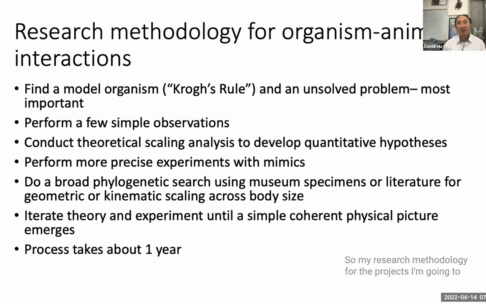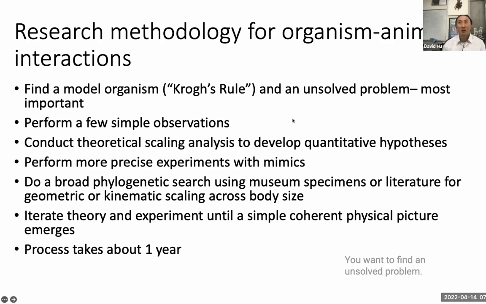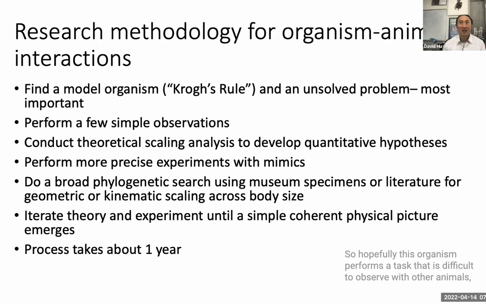So my research methodology for the projects I'm going to talk about basically involves finding a model organism. Some people know that as Krogh's rule, where you look at a champion animal. And that organism will really dictate the ease with which you'll be able to do these experiments and extrapolate results to other animals in the order. You want to find an unsolved problem. So hopefully this organism performs a task that is difficult to observe with other animals, but for this organism, it's small enough or slow enough that you can actually observe it.